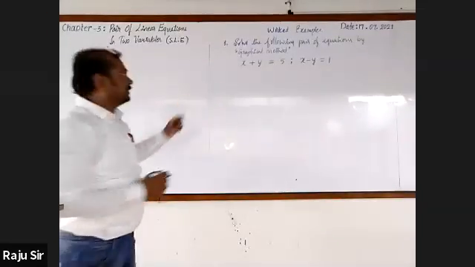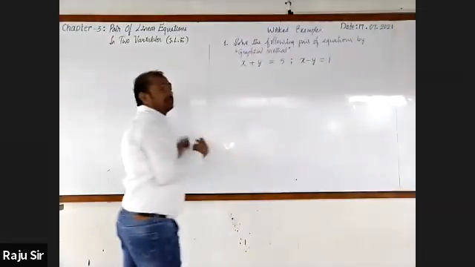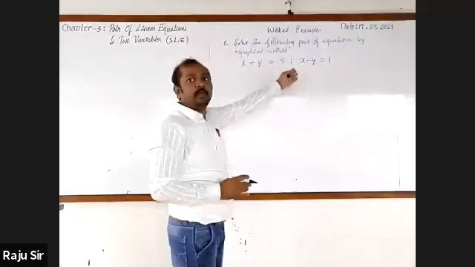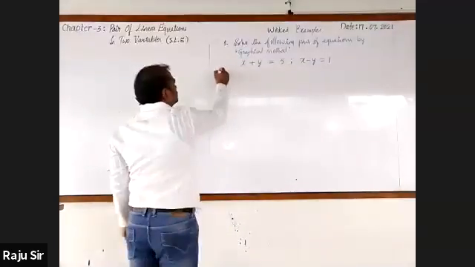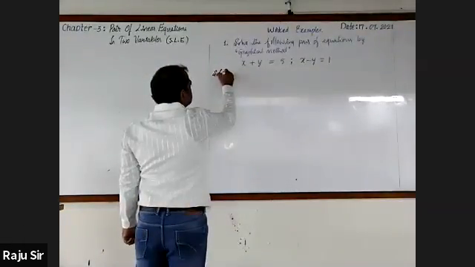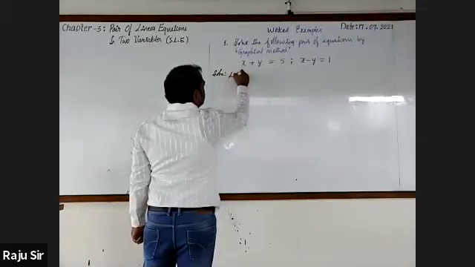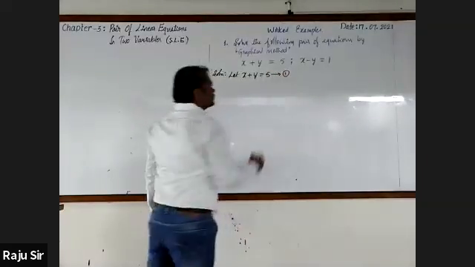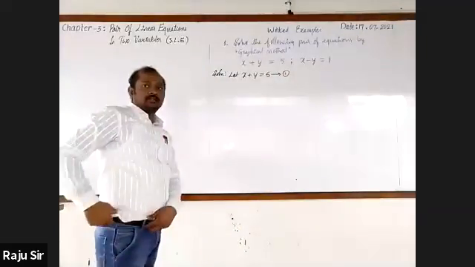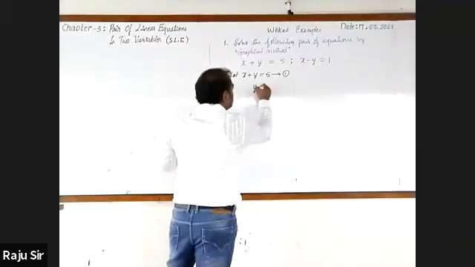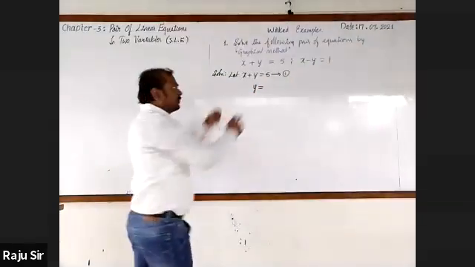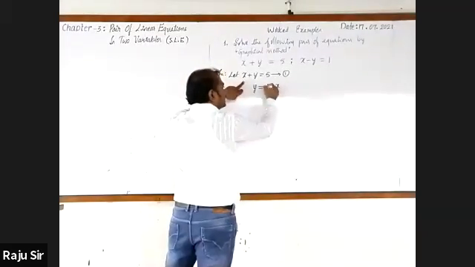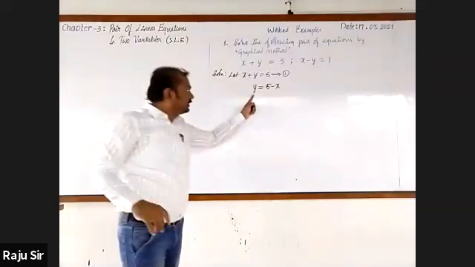Now, let's go for the calculation table. Before that, in both the equations, we have to solve for y. Solution: let x plus y equal to 5. You may call it equation 1. In that, solve for y. What is y? y equals 5 minus x. Y has been written in terms of x.